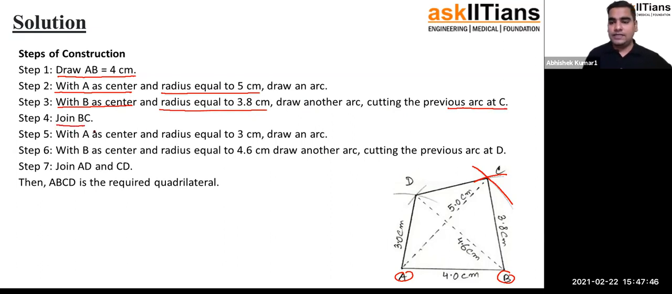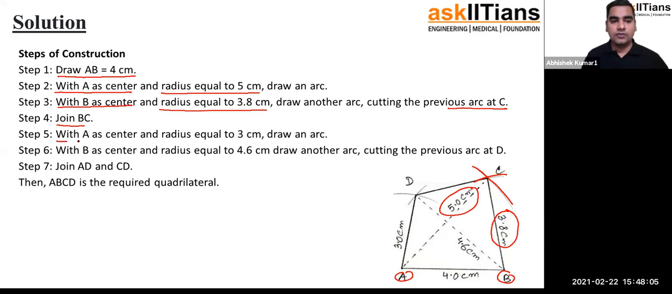Then they join BC, which will give the length 3.8 centimeters, and they join AC, which will be equal to 5 centimeters. This gave rise to the formation of one of the triangles, that is triangle ABC. Now we are interested in forming the other triangle.